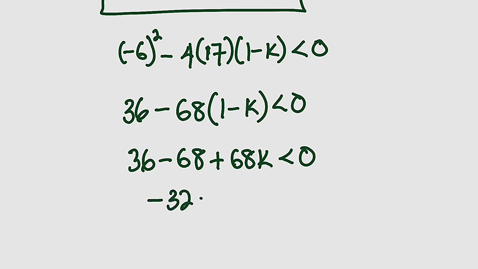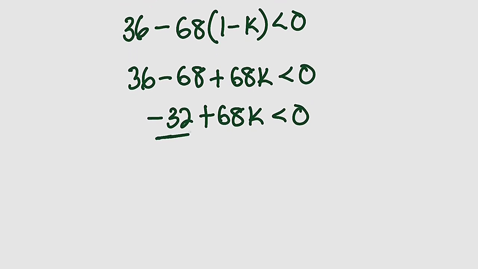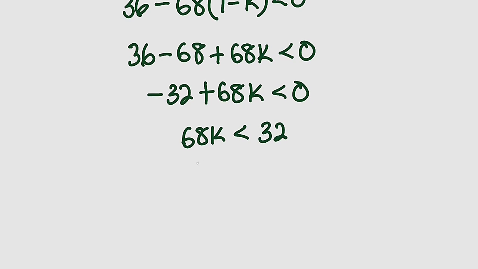Negative 32 plus 68k is less than 0. Now we're going to take this to the other side. We have 68k to the left, and this is less than positive 32. Now we're going to divide both sides by 68.